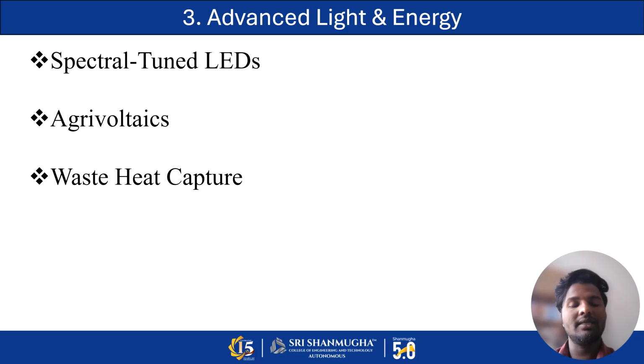The second one is agrivoltaics. Agrivoltaics solves the food versus fuel conflict. How? Transparent solar cells act as a filter, capturing the light spectrum that plants don't use for energy, while letting the photosynthetically active radiation, shortly called PAR, pass through to the crops below.